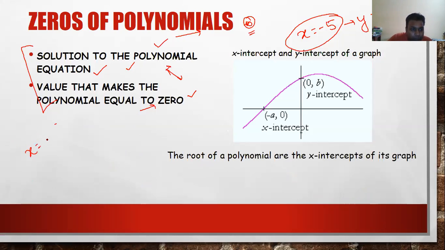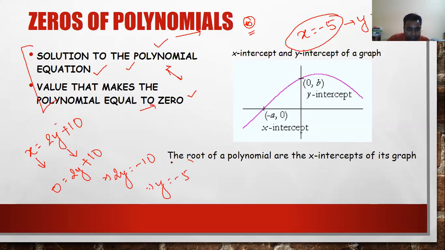If I take x equal to 2y plus 10, then here we are putting x equal to 0, so 2y plus 10 equal to 0, and this implies 2y equal to minus 10. This implies y equal to minus 5. So in this expression, y equal to minus 5 is the zero of this polynomial.